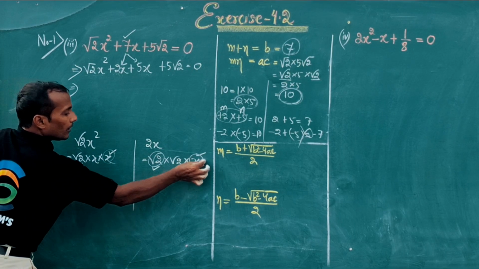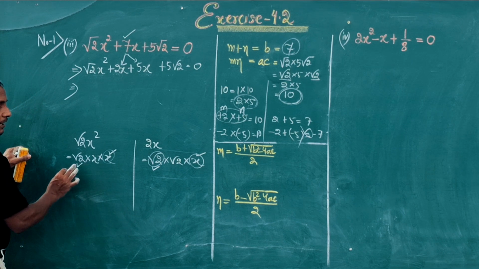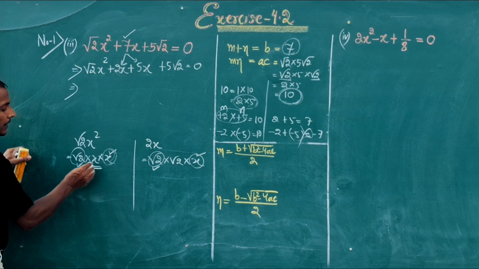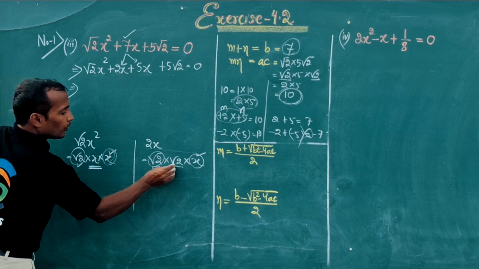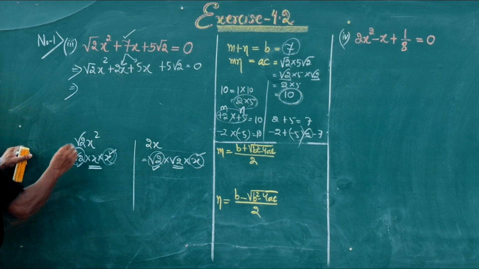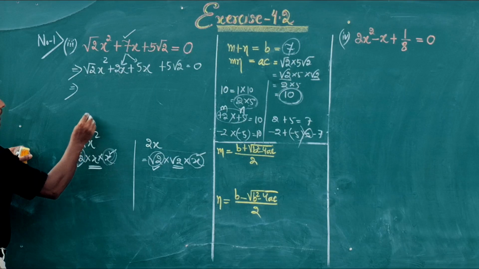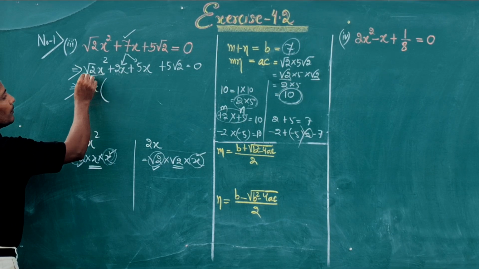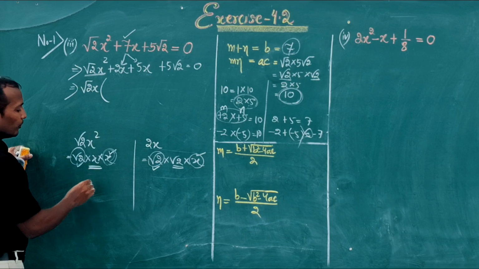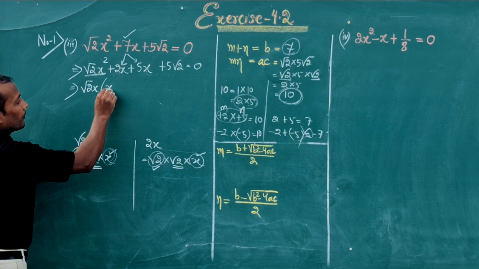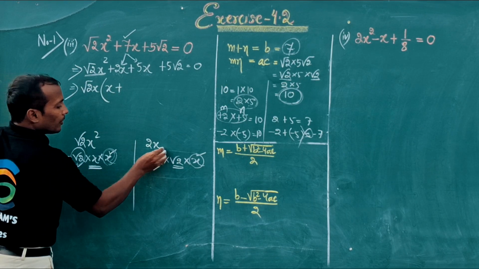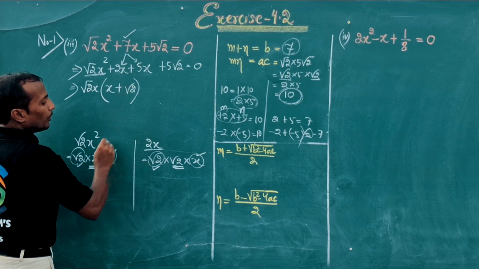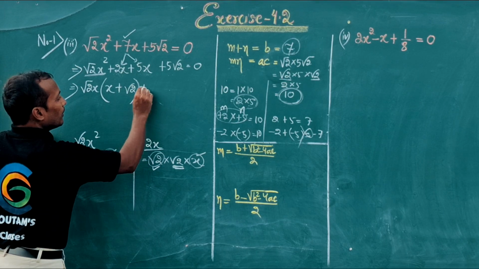Root 2 and x we have. After taking root 2 and x as our common part, what will be left? This x in the first term and root 2 in the second term. So I will take root 2 and x as a common factor. Then what will be left in place of root 2 x square? x. What will be left in place of 2x? Root 2. Okay, that is now clear.